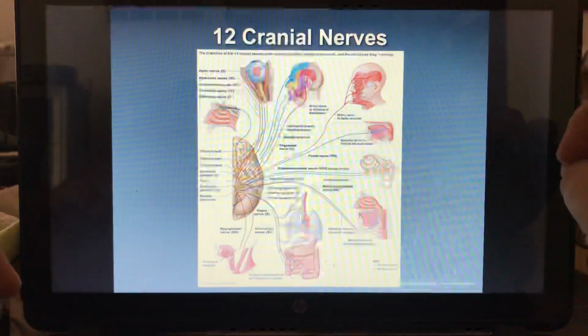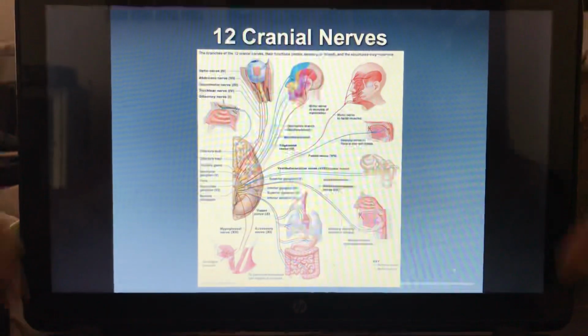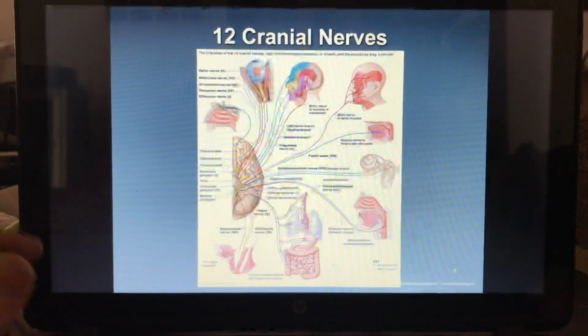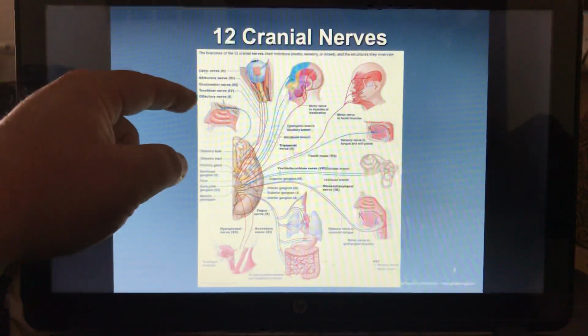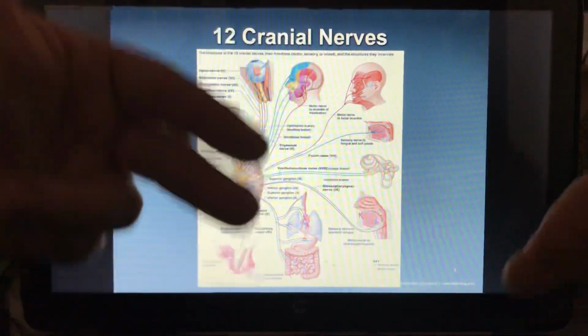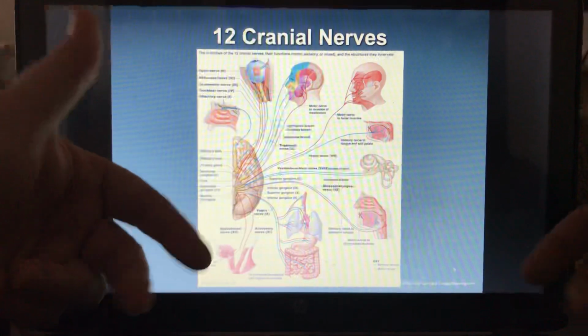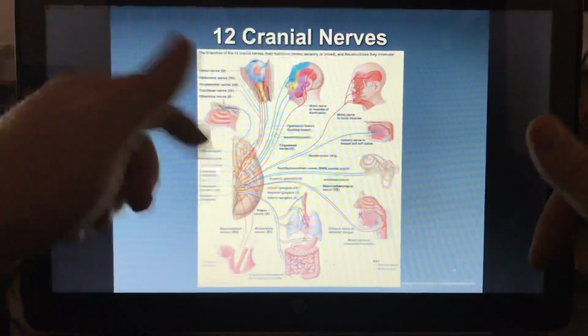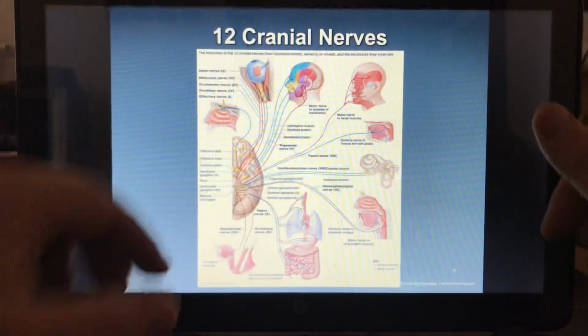I'm not going to make you memorize them. I had to memorize them in paramedic school, not in EMT school, but I was made aware of them. But these are their names. They're actually numbered with Roman numerals, so if you don't know your Roman numerals, you probably should learn them. But this is what they're responsible for.